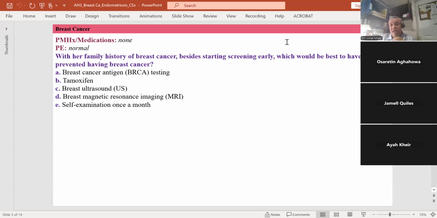BRCA genetic testing doesn't prevent cancer. It's more predictive or diagnostic, and it's associated with only 10% of patients with familial breast cancer. In this case study, we already know that the patient is at high risk of having breast cancer, and it is not clear that the BRCA offers that kind of prediction. The SERM, the selective estrogen receptor modulators like tamoxifen, will stop cancer.